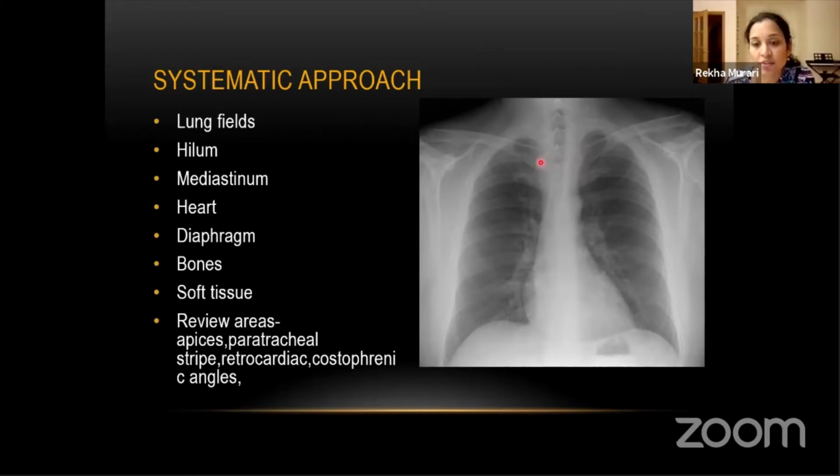And if there was an increased density, then I would be worried that there's possibly some lymph nodes or some mass there. And the third review area for me is the retrocardiac, because there could be a mass sitting there just behind the heart. So retrocardiac is always my review area. And then, of course, the costophrenic angles. Sometimes there could be pleural effusion, of course, and then there could be mass sitting in there as well.